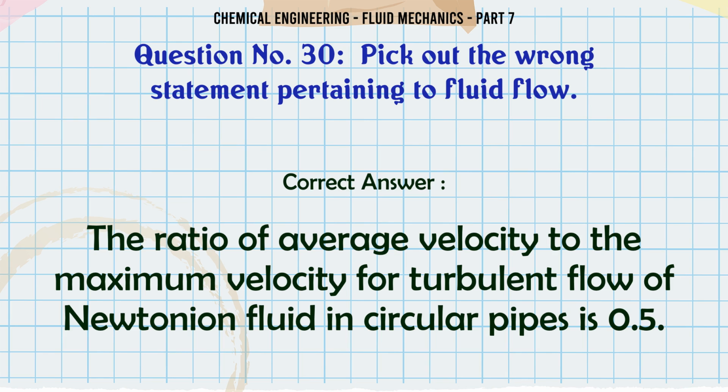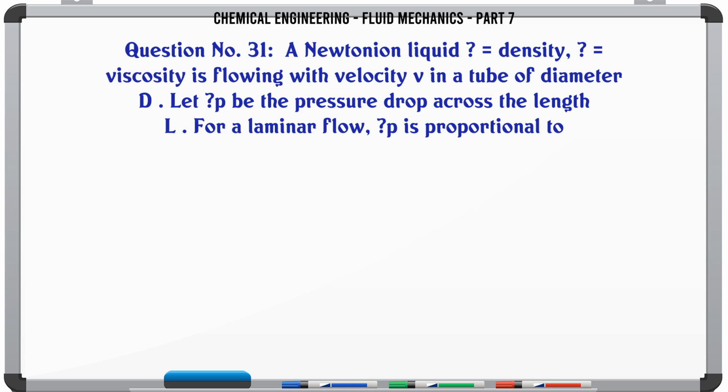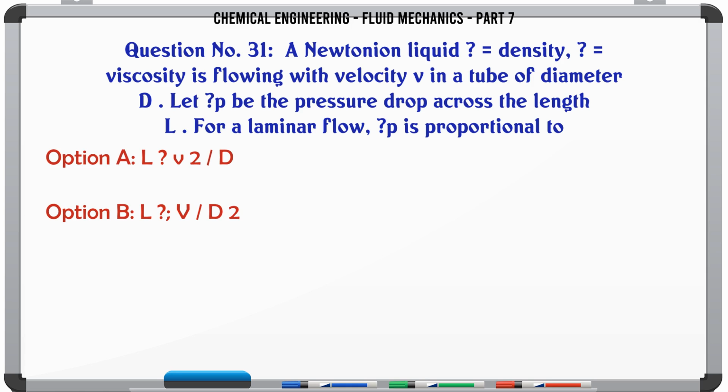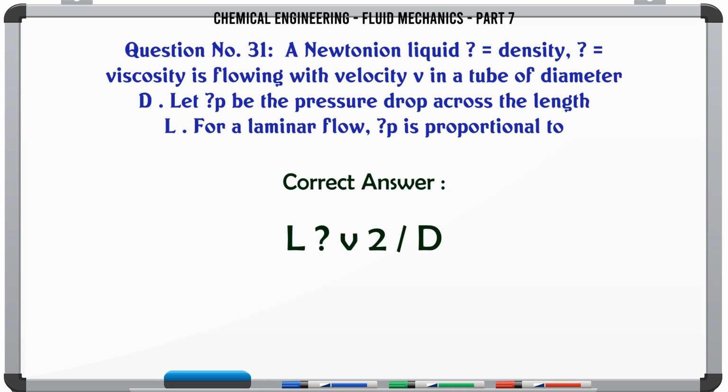A Newtonian liquid of density and viscosity is flowing with velocity v in a tube of diameter d. Let P be the pressure drop across the length L. For a laminar flow, P is proportional to A LV^2D, B LVD^2, C dV^2L, D dVL. The correct answer is LV^2D.